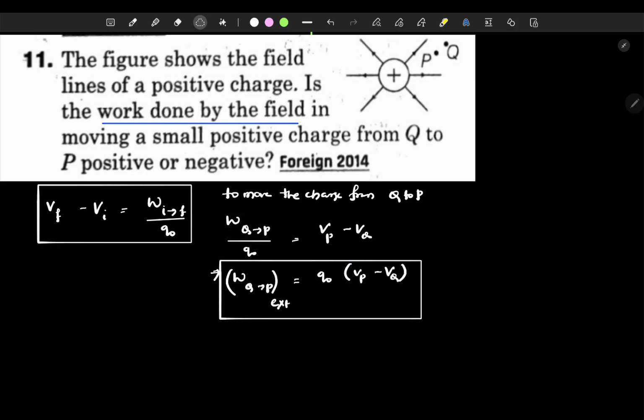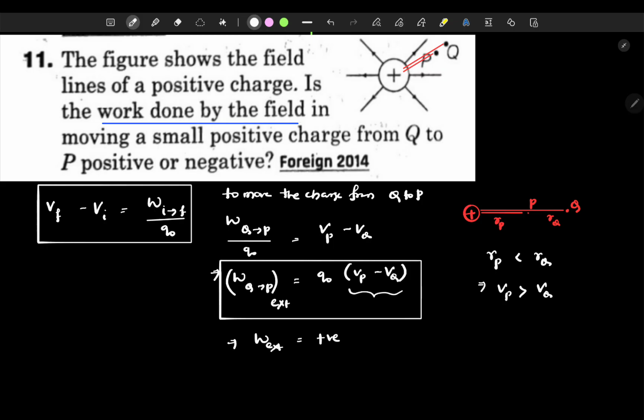Now see P and Q in the diagram. From this source charge, the distance of P is smaller than the distance of Q. Suppose this is your source charge. At a distance Rp, point P is there, and at a distance Rq, point Q is there. So Rp is less than Rq. So potential at P will be greater than potential at Q, because potential is inversely proportional to R. So V at P is greater than V at Q. That means Vp minus Vq, greater minus lesser, is positive. That means W external is positive.